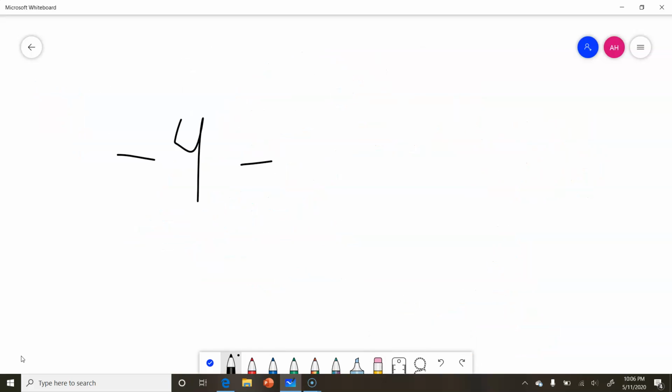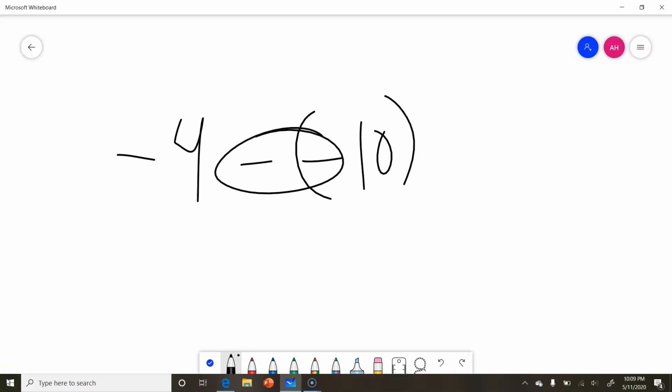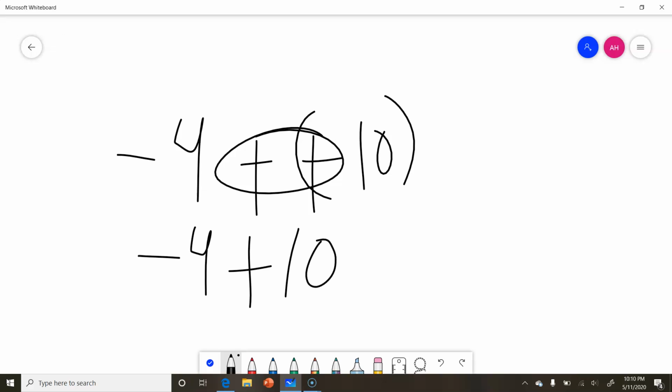What if they did negative 4 minus a negative 10? So we have this negative 4 here, and it is subtracted. Remember, we have a minus minus, that becomes a plus. So we have negative 4 plus 10 is how we rewrite that.